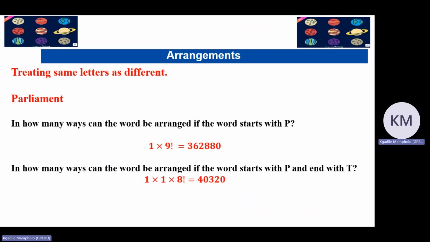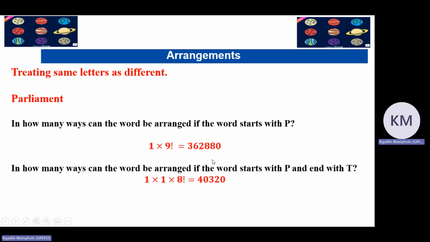Now, again, we're still treating same letters as different. In how many ways can the word be formed if the word starts with P? If the word starts with P, it means P will be fixed at the beginning. It means you'll be playing around with only 9 letters. So 1, since P is fixed at the beginning, then you play around with 9 letters. So that will be 1 times 9 factorial.